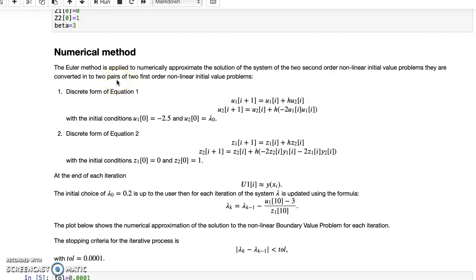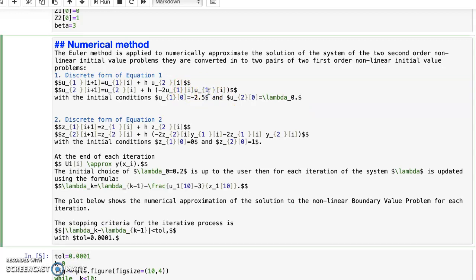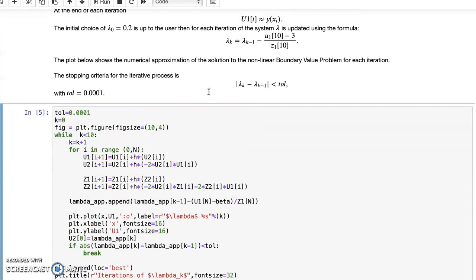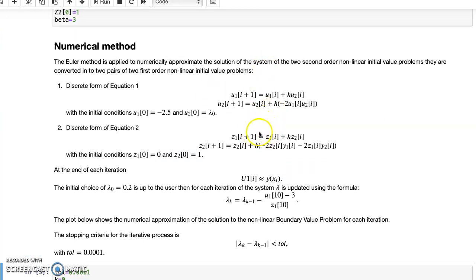In our discrete form using our Euler method, we have u1 i plus 1 is equal to u1i plus h u2i. u2 i plus 1 is equal to u2i plus h times minus 2 u1 u2. And once again, u1 naught is equal to minus 2.5, u2 naught is equal to lambda 0, which is 0.2 in this case. z1 i plus 1 is equal to z1i plus h times z2i. z2 i plus 1 is equal to z2i plus h times 2 z2i yi minus 2 z1 y2i.